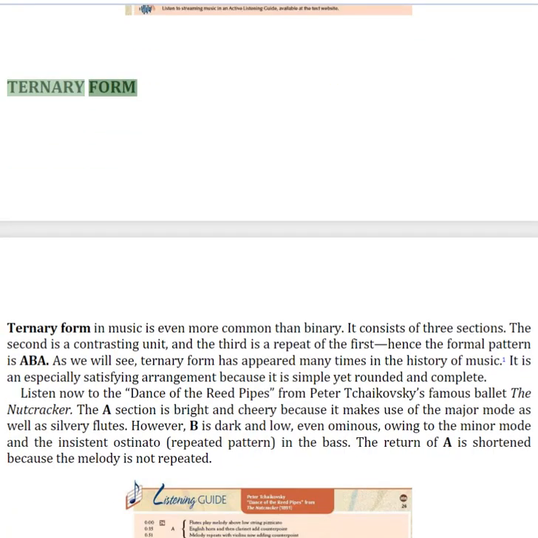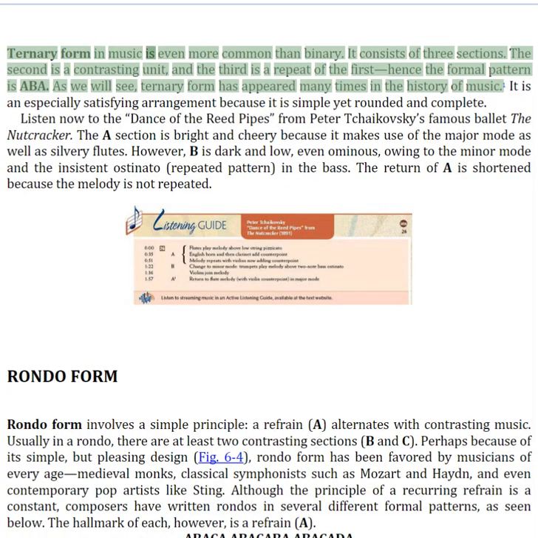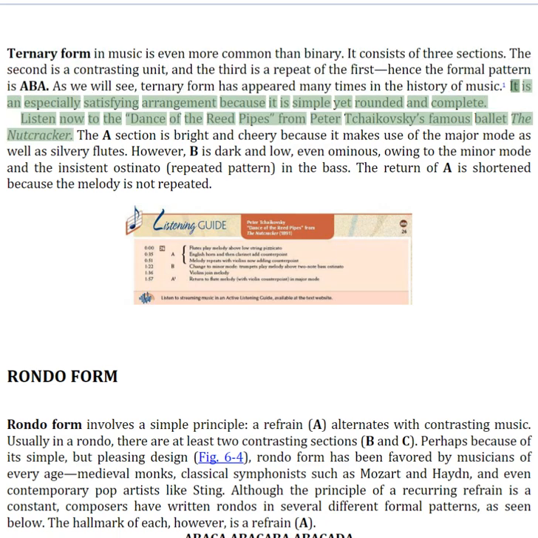Ternary form. Ternary form in music is even more common than binary. It consists of 3 sections. The second is a contrasting unit, and the third is a repeat of the first, hence the formal pattern is ABA. As we will see, ternary form has appeared many times in the history of music. It is an especially satisfying arrangement because it is simple yet rounded and complete.